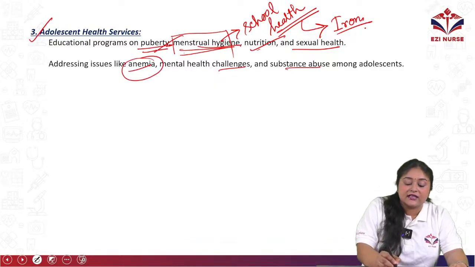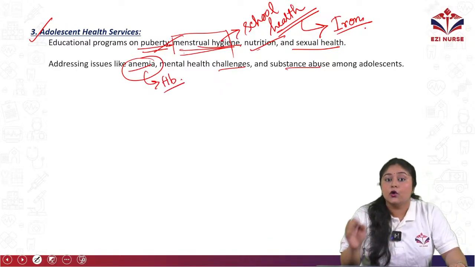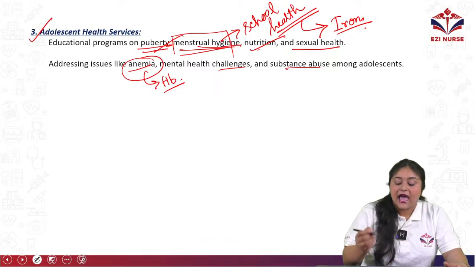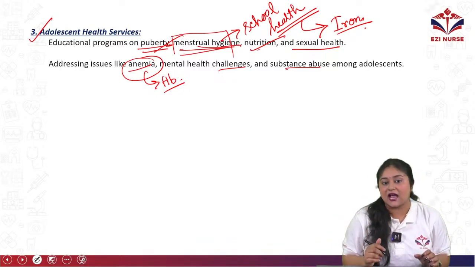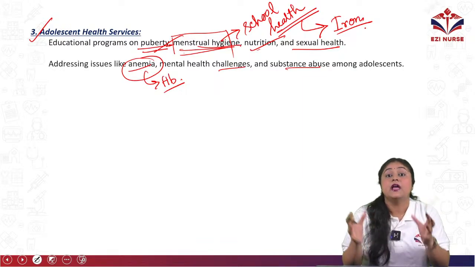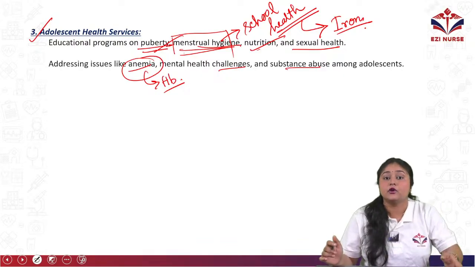And how will we check for anemia? By measuring the hemoglobin level for women as well as for men. And mental health challenges: some people face mental challenges like depression and anxiety because of studies or personal life. We have to address all of that.